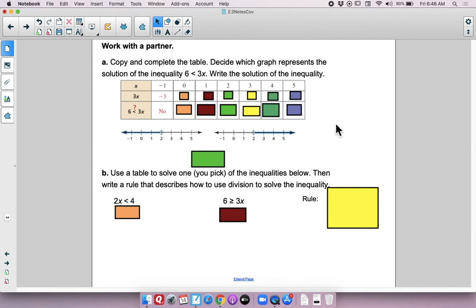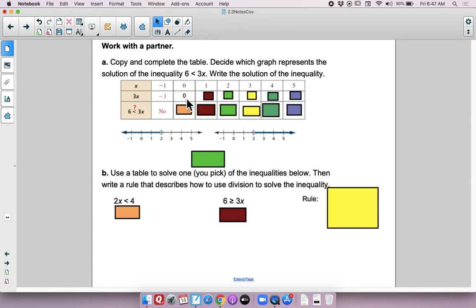You don't need to copy the table, but you do need to complete it and then decide which graph represents the solution of these two down here. Let's fill in this first. So I'll do one with you as an example. Oh, they have an example here. So they're telling us x is -1. What would 3 times -1 be? -3. Is 6 less than 3 times -3, which is -9? Absolutely not. Okay, so try the others. Pick the graph, and then come back.